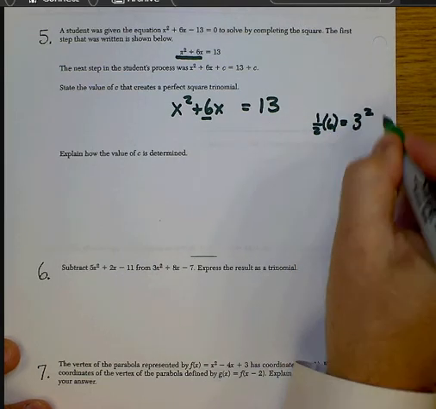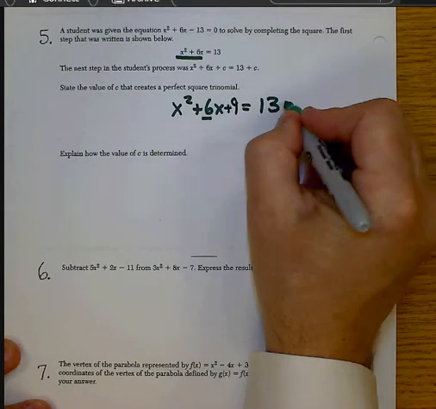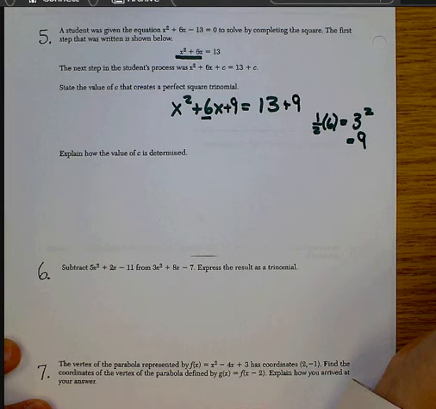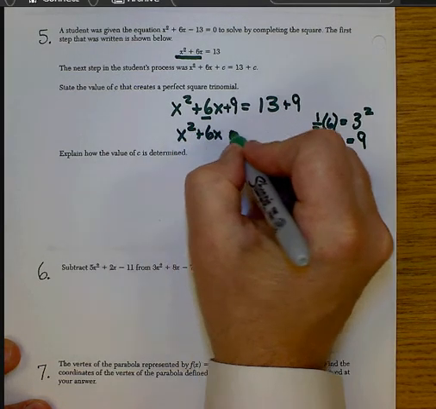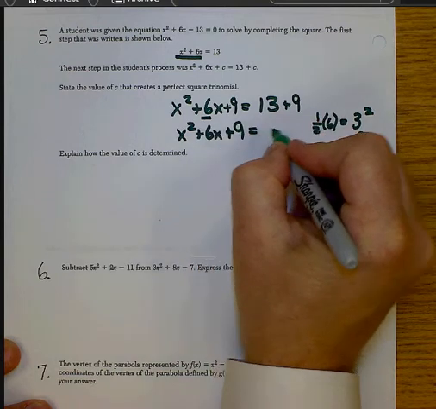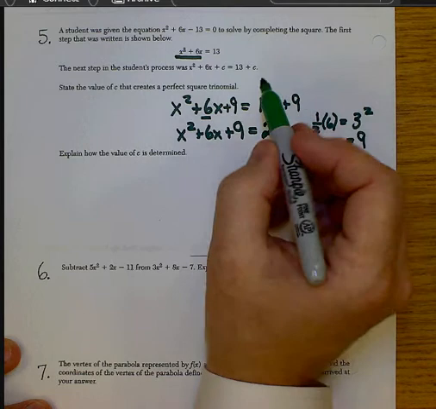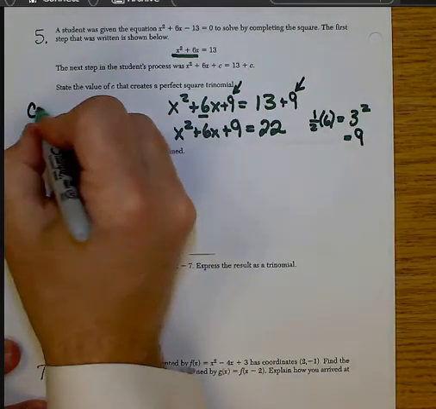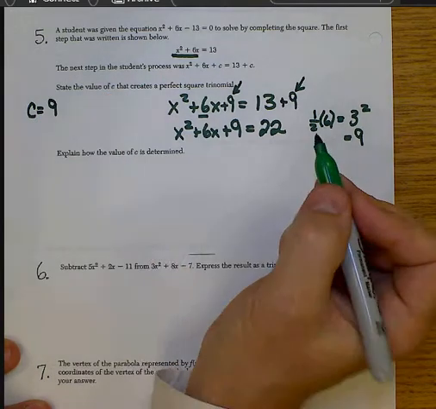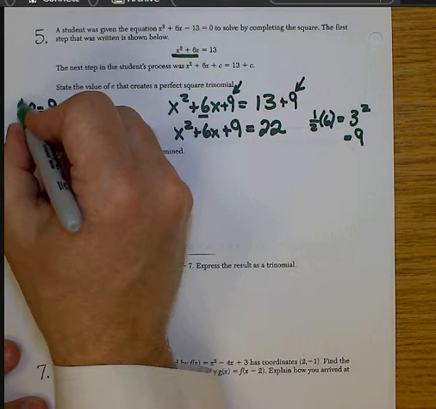And then we square the 3, and that gives us 9. And that's what we're going to add to this side, and that's what we're going to add to this side. So we get the equation x squared plus 6x plus 9 is equal to 22. So what is my c term? All right, you're going to tell the person that c is 9. So it states what value of c creates a perfect square trinomial. We're done with that piece.